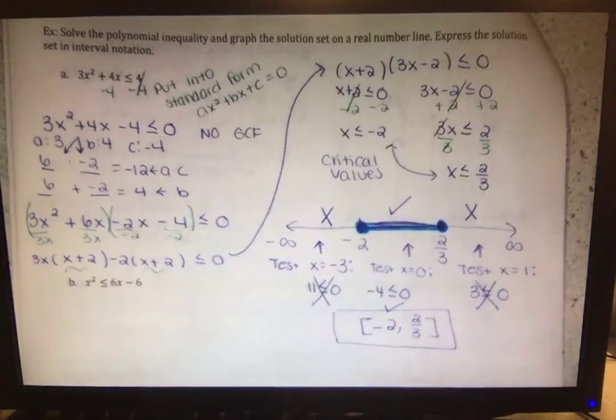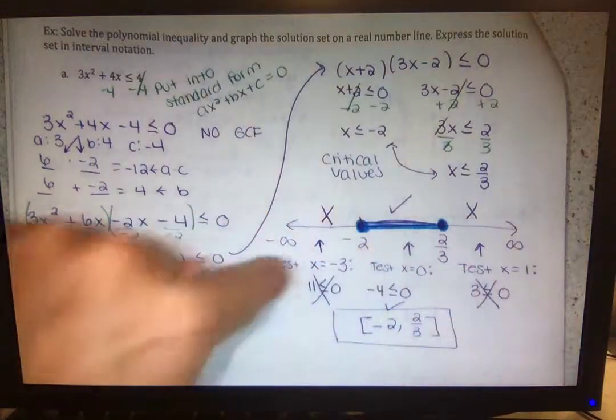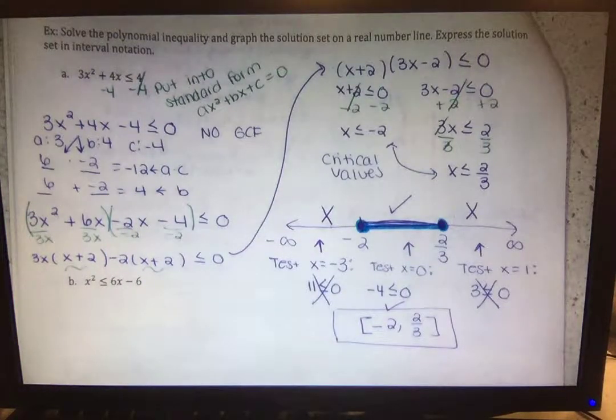Done. So we're graphing it like normal. We're factoring it like normal. The only thing that's different is testing each interval. And we can use our calculator to do that for us, pretty much. So questions for me so far?